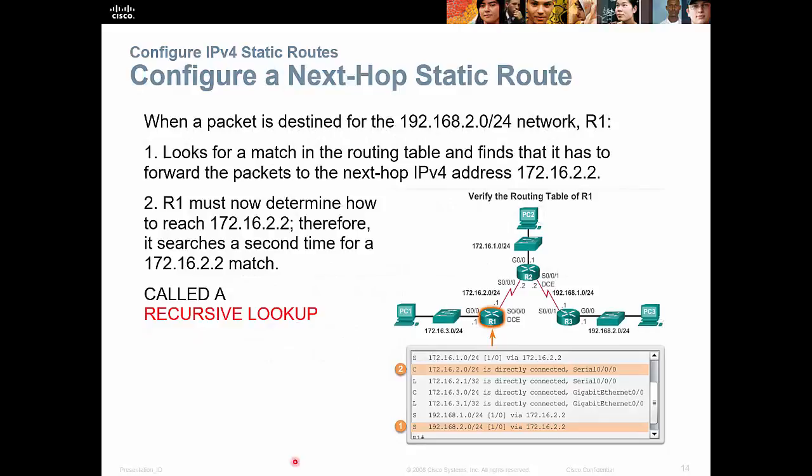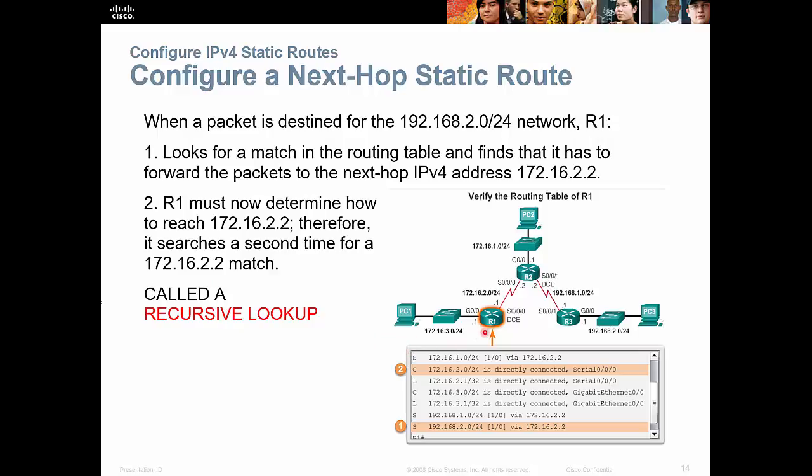So looking at this a little further, in this example here, router 1 needs to send a packet to the 192.168.2 network. It's on the 192.168.3 network, so we need to send it through. What the router is going to do is look up in its table. It's going to do something called a recursive lookup, something I want you to remember, because this is on the final exam and it is on your certification exam if you go on to that.